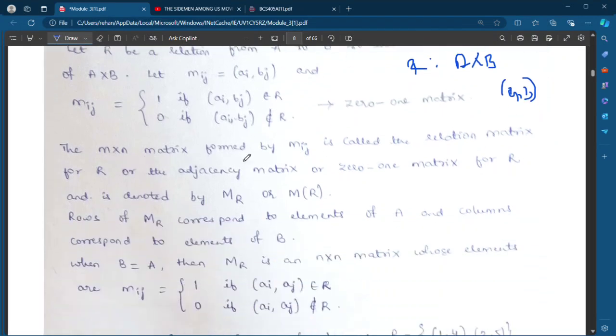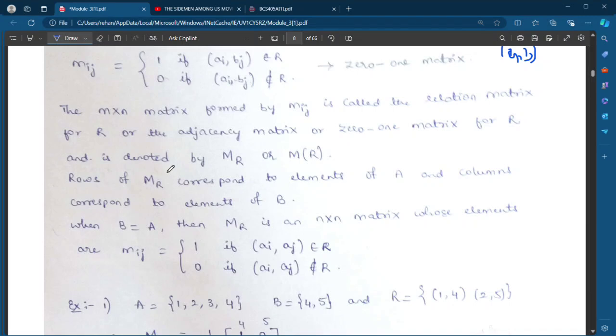So the m cross n matrix formed by Mij is called the relational matrix for R, or the adjacency matrix, or 0-1 matrix for R. See, you know that in ADA we had that adjacency matrix, where wherever there is a path, we write 1. If there is no path, I simply write 0. Like that here, if the pair belongs to the relation, I'll write 1. If it does not belong, I'll write 0. That matrix is denoted by M suffix R, or M of R. The rows of MR, this 0-1 matrix, correspond to the elements of A, and the columns correspond to the elements of B. That's the order of the matrix, right? This is m cross n, and B is n cross n.